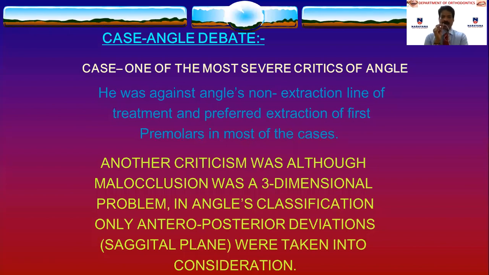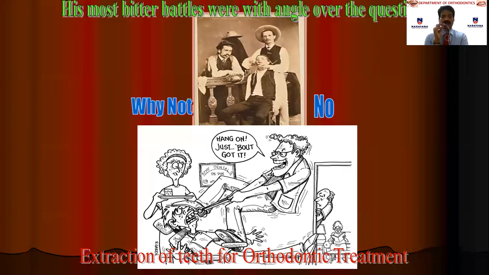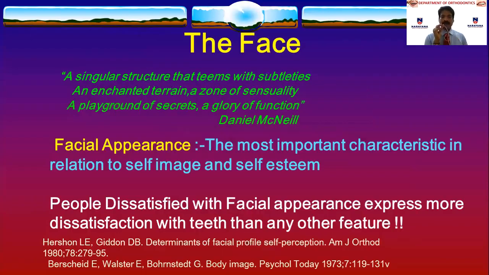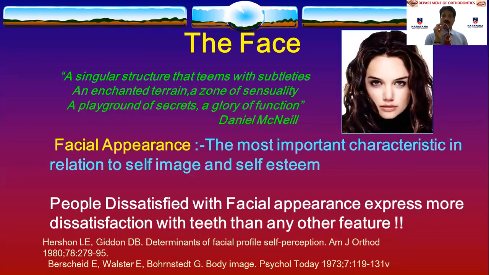Okay, Angle's classification only considered one plane, whereas in orthodontics we are very much concerned about the three planes. Okay, so in the entire orthodontic treatment we have to focus on three planes always. The sagittal or anteroposterior plane, then the vertical plane, then the transverse plane. These three planes you should consider always, whichever chapter we are into.